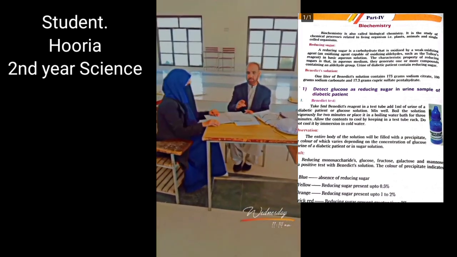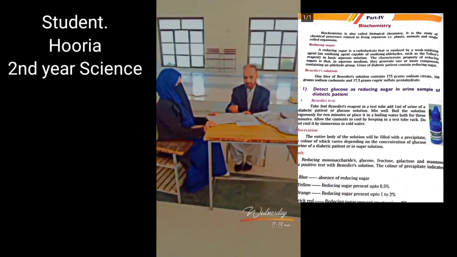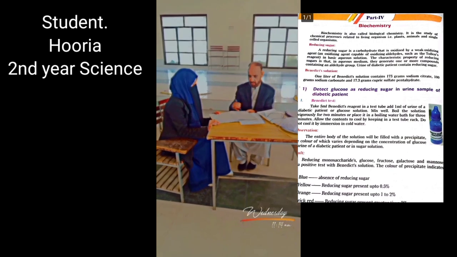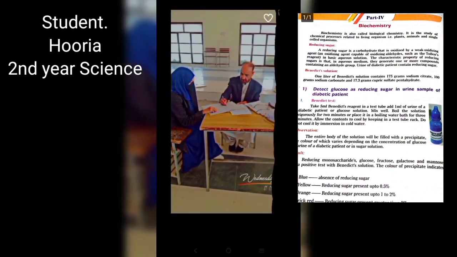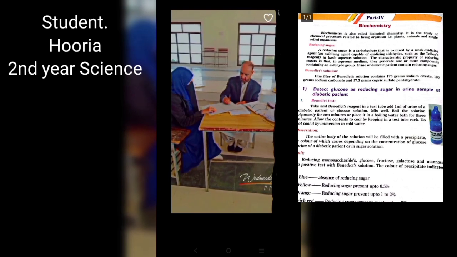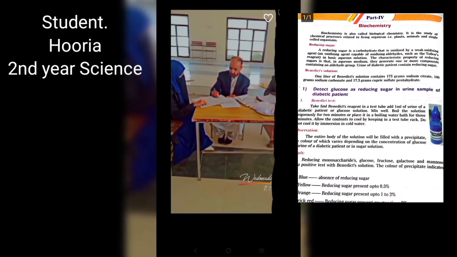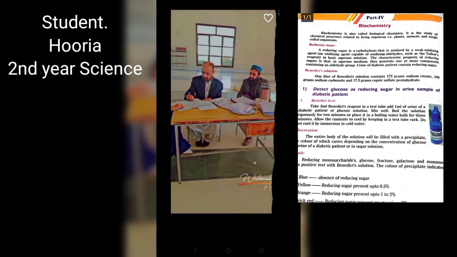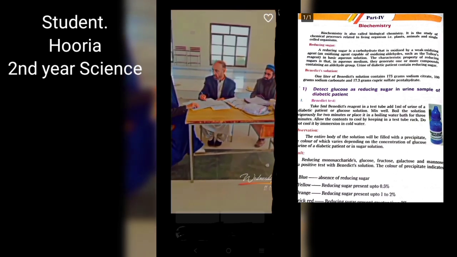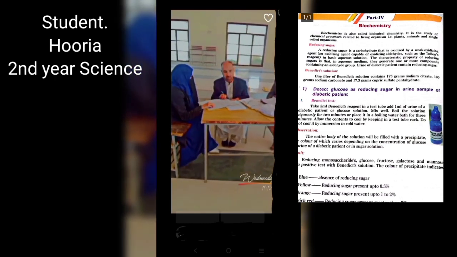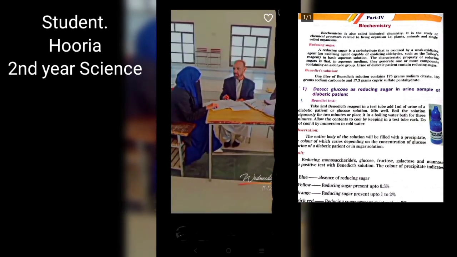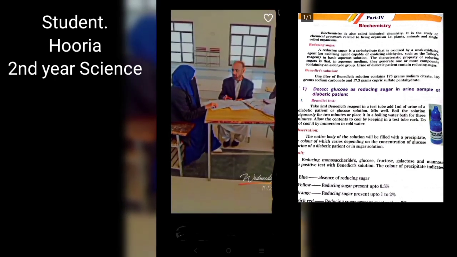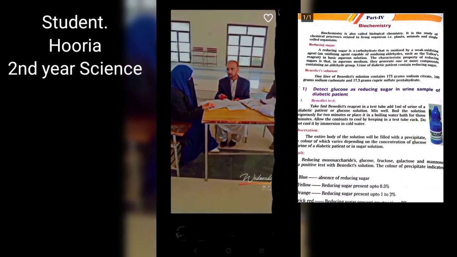If the color of precipitate appears blue, it indicates that reducing sugar is absent or minimal. While if the color appears yellow or orange, then it indicates that reducing sugar is moderate. Otherwise, if the color of precipitate appears brick red, it indicates a large amount of reducing sugar.